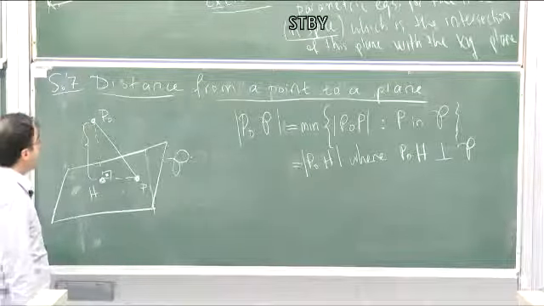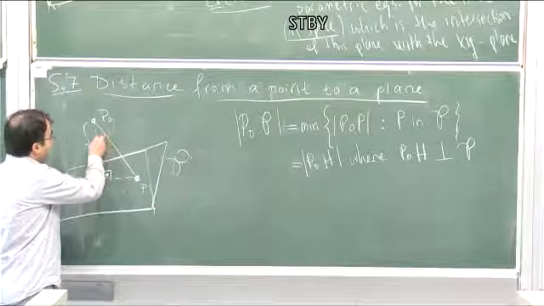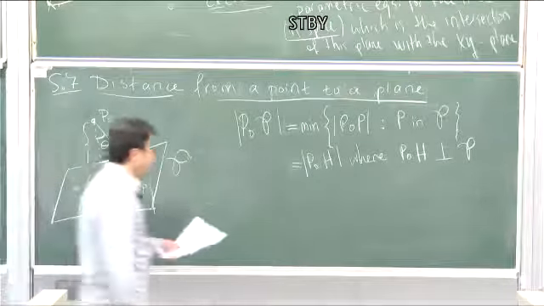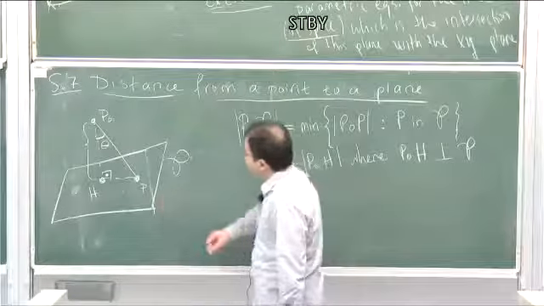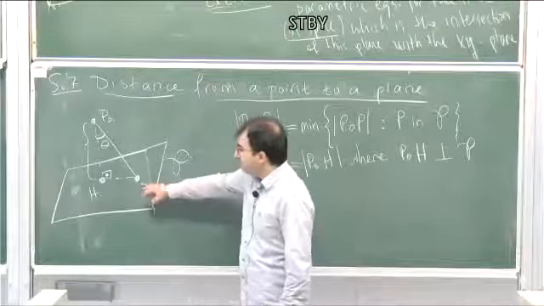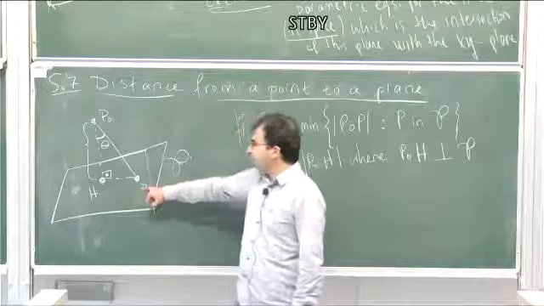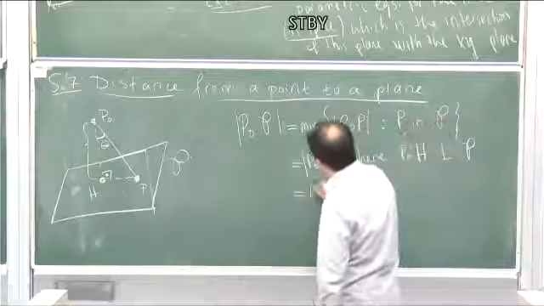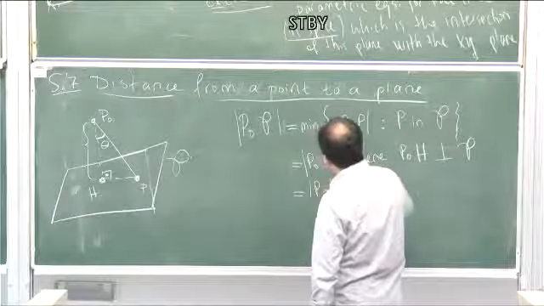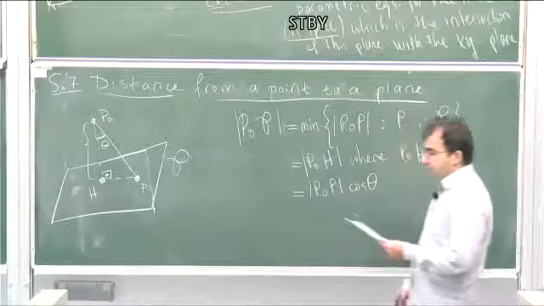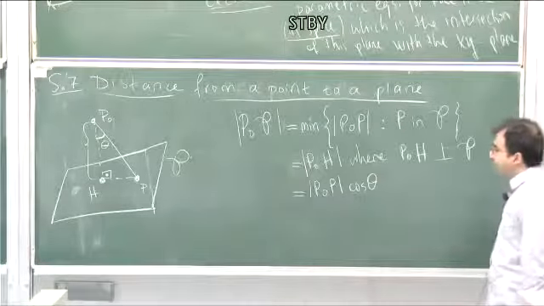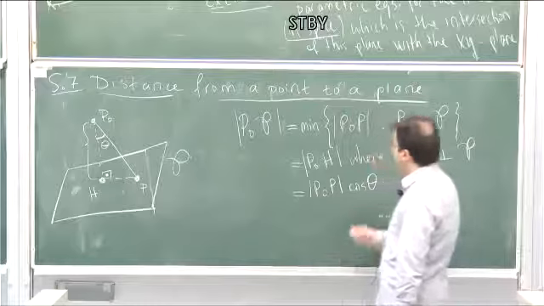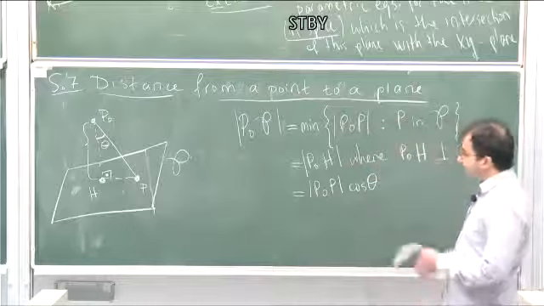Okay, how can I find this distance? Well, we can do some geometry. Let's call this angle theta, right? Then this will be equal to, if I consider any point P, so I don't know H, but I can find any point P on the plane by just assigning values to its equation, the distance between P0 and P times cosine of this angle theta. All right. Looking at this picture.